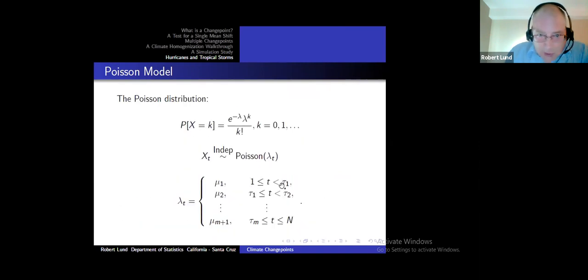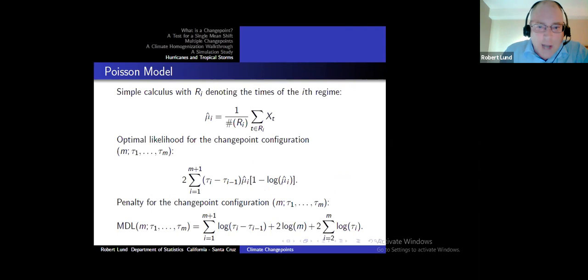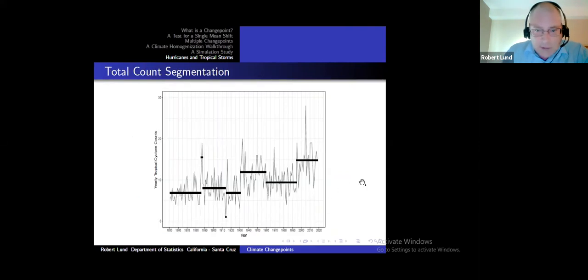I'm going to let the lambda parameter shift. The lambda parameter is the mean of the Poisson model, so this is, again, mean shift models, okay? I could tell you that you can do some explicit calculations to get the log likelihood. The MDL penalty that I'm using is still the same. And so I won't belabor this slide given the day, but let's get to what we're seeing.